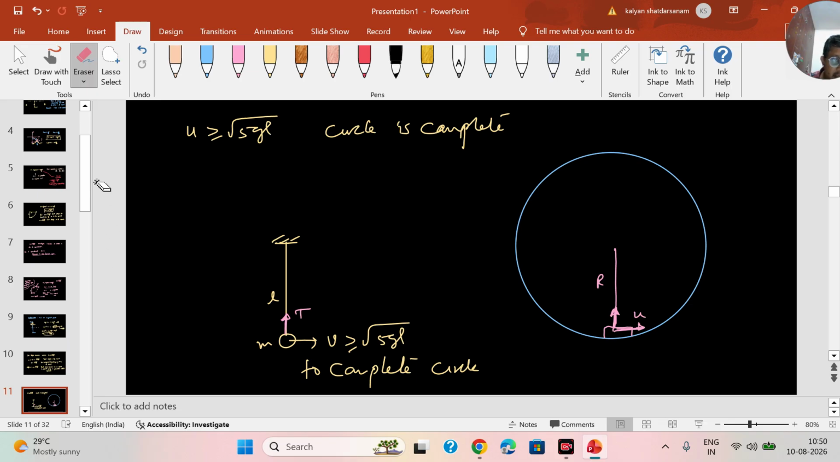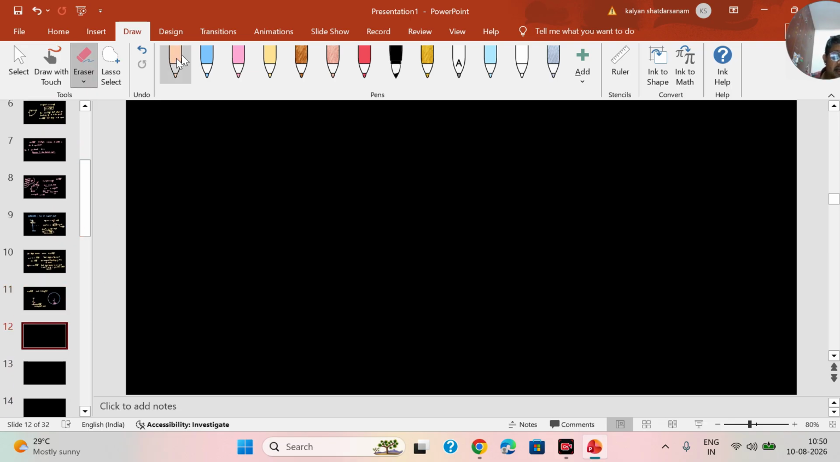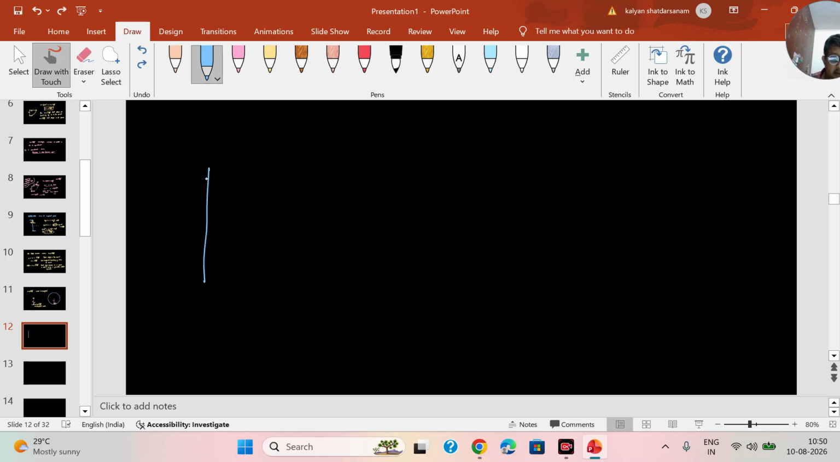Now, what if I have a rod instead of a string? You see that? So let me try to draw a rod. So I have a rod and some ball is attached. The rod is massless, and let's say it's pivoted here. Now I give it some speed. What is the minimum speed so that it completes the circle?